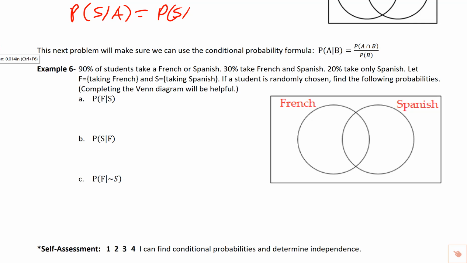Okay, a lot of times it works well if we find the intersection first. So start building from the inside out. So this would be French and Spanish. What percent take French and Spanish? 30%. Okay, so I'm going to put a 0.30 here.